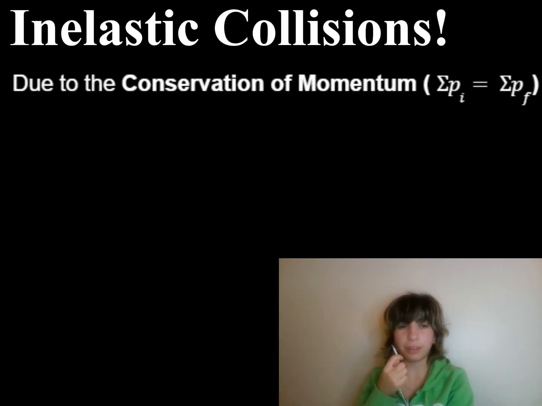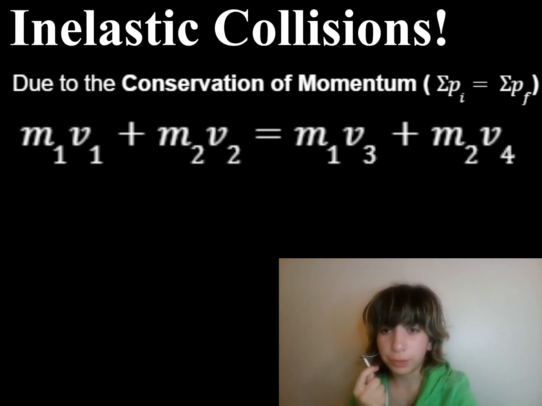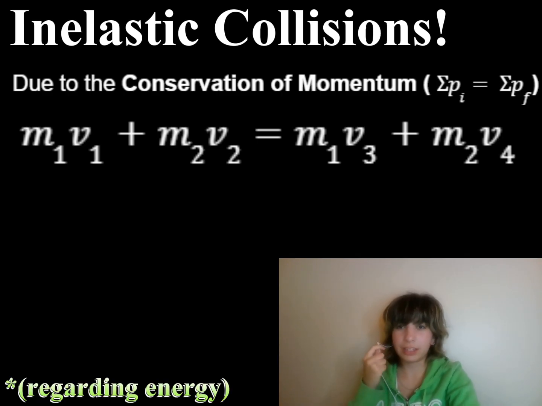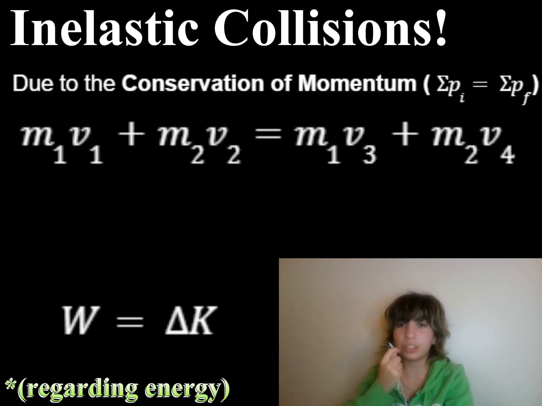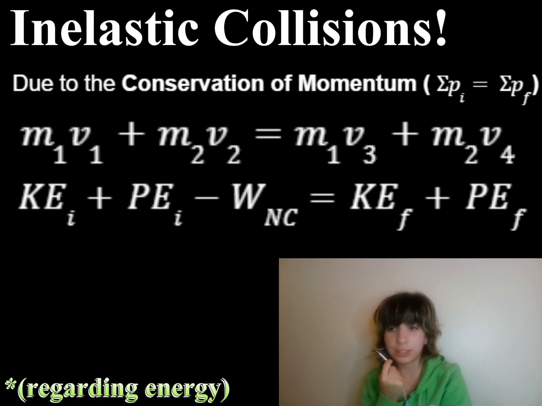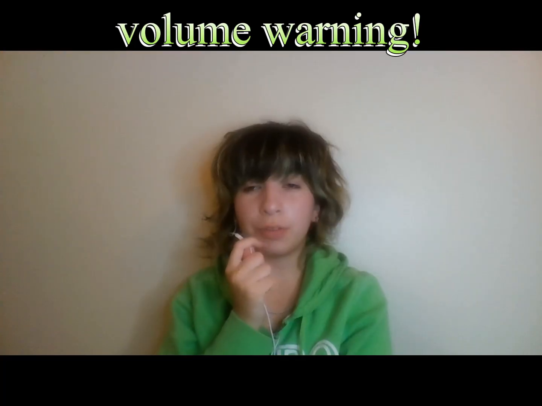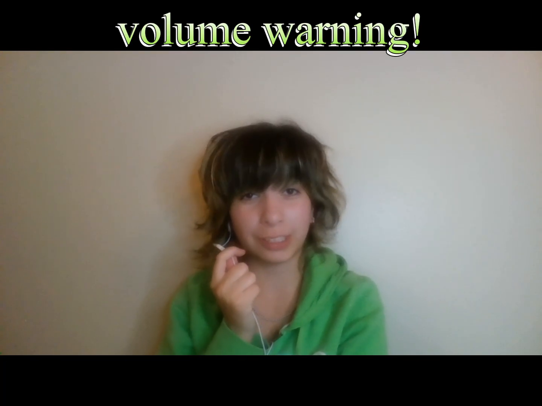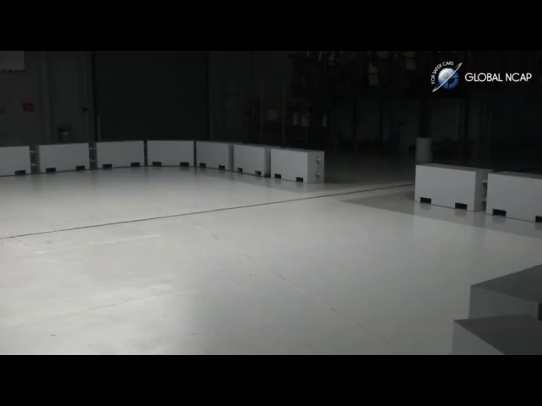So when solving for any value in an inelastic collision problem, we can take our equation from before when we were doing the elastic equations, but we just have to consider the fact that negative work is being done, so we'll just add in the work non-conservative into that equation, and that's how we'll go from there. Now I'll go over inelastic collisions and what they look like in real life as well as what they would look like in a perfect system.